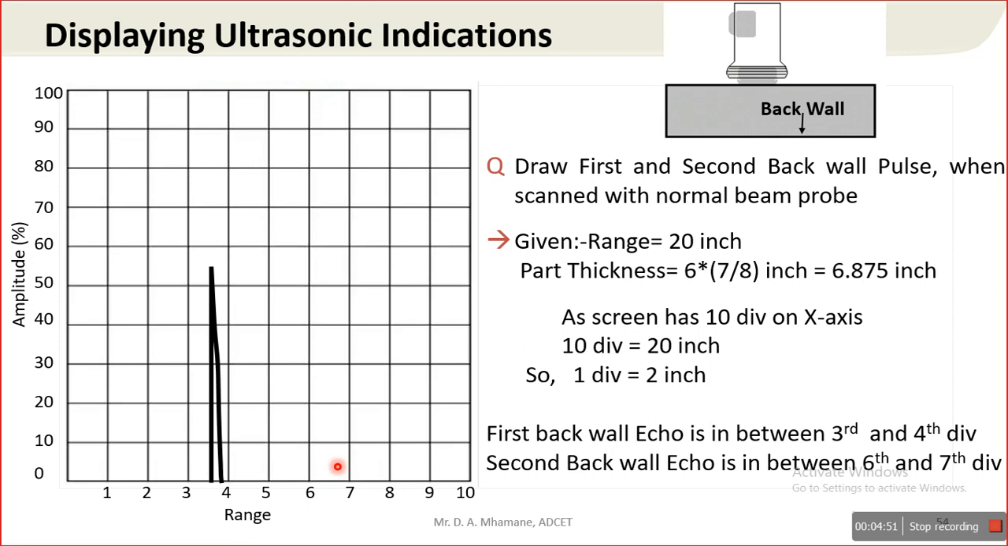So this is the first back wall echo which comes in between third and fourth division, because one division has a value 2 inch and the part thickness is 6.875 inch. And the next, second back wall echo comes in between 6th and 7th division.